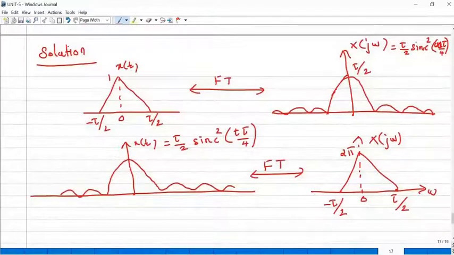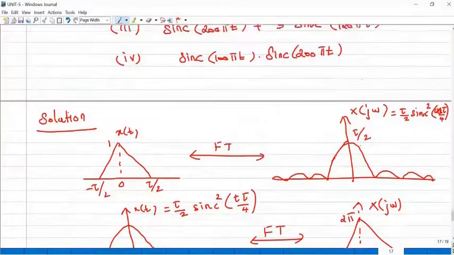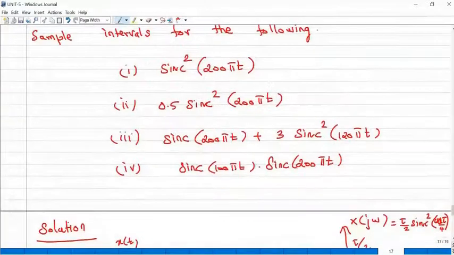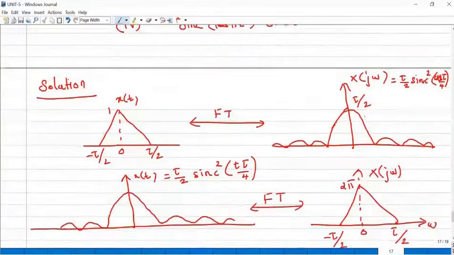For a triangular signal, the Fourier transform is tau by 2 sinc square of omega tau by 4. As per the duality theorem, change omega to t, then whatever this result is multiplied with, the magnitude is multiplied by 2 pi, so 2 pi from minus tau by 2 to tau by 2. So these are all basic concepts. To solve this problem, please remember this pattern.